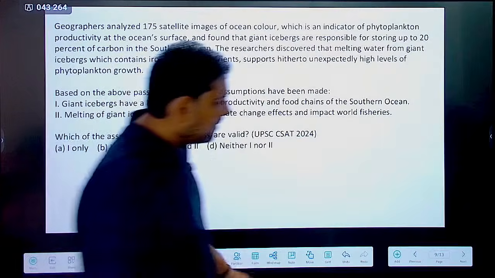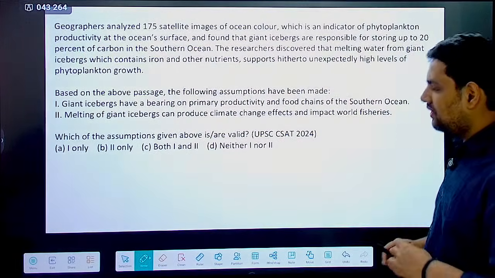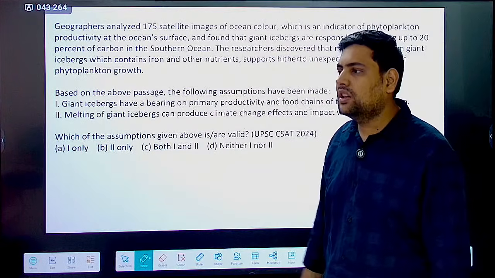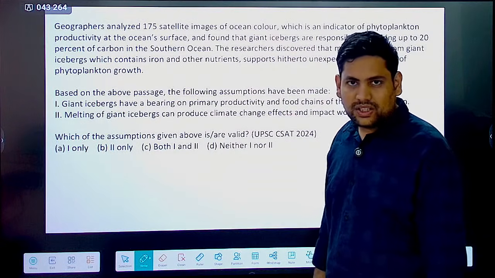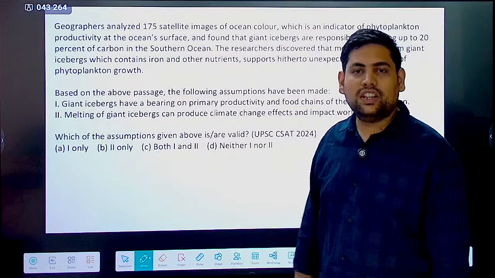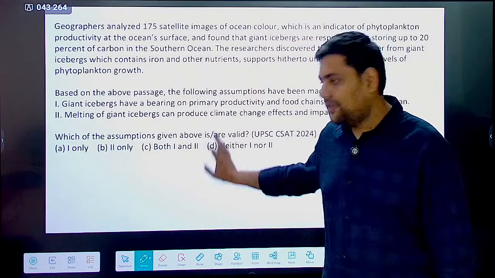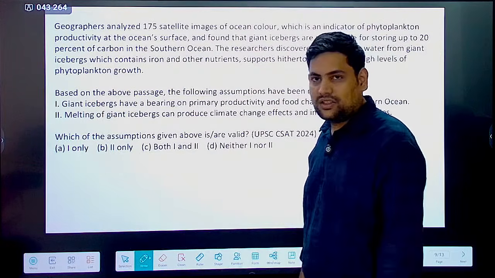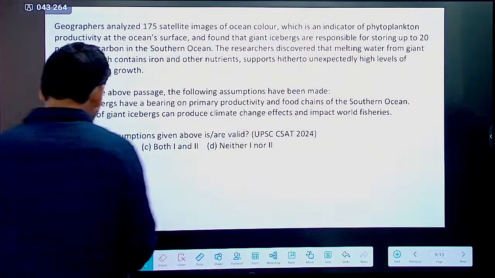Now, let me do this question. I will tell you the reason why I have taken this question. Actually, this was a disputed question. Disputed in the sense that most of the coachings gave one answer and UPSC gave some other answer. Why I have taken this is to teach you something else from the passage. Okay, now see. First thing, read the passage.